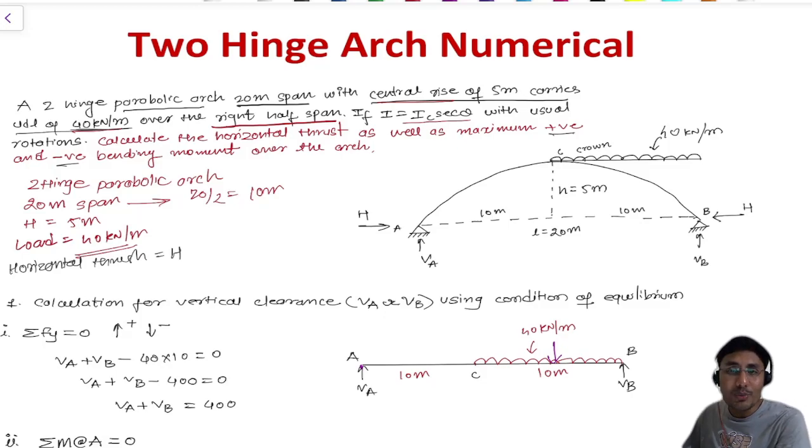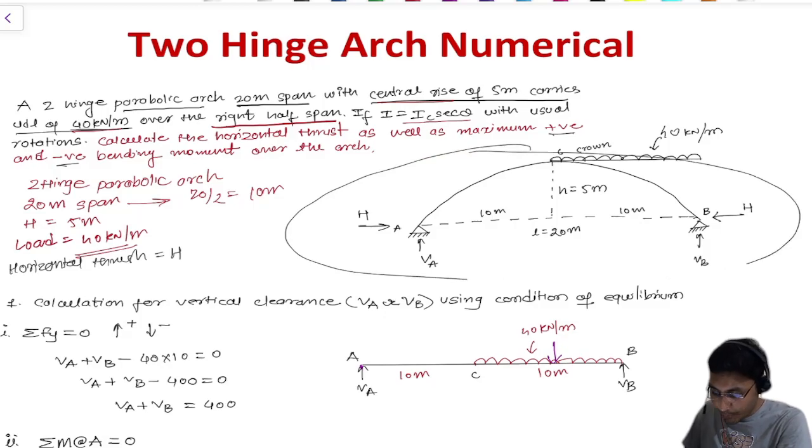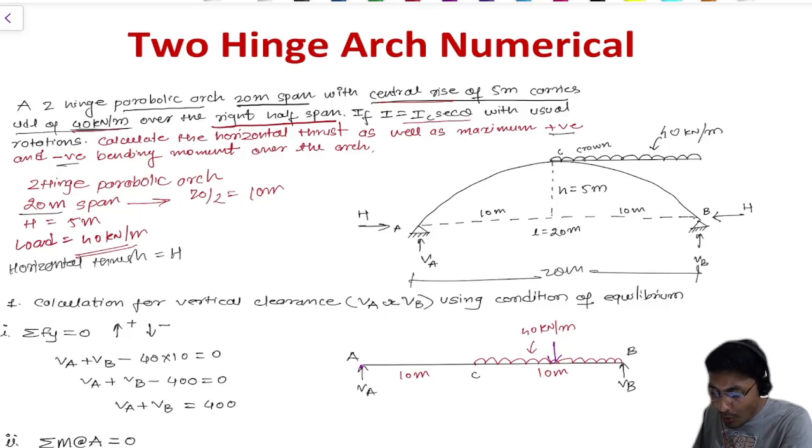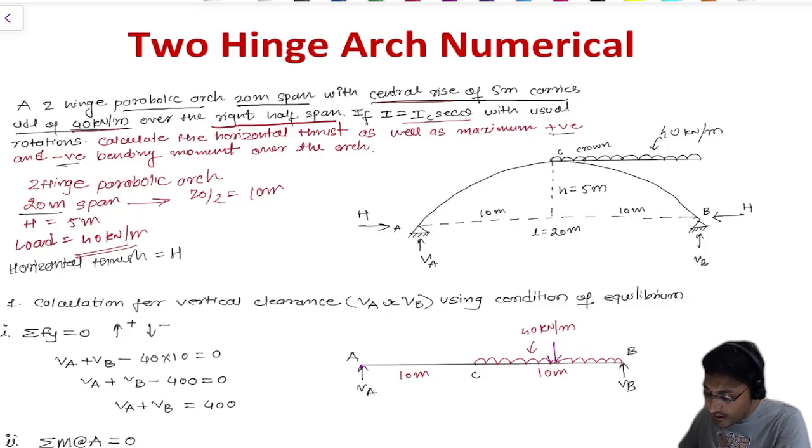We need to understand this numerical, because in your examinations no one provides this sort of diagram. In very few numericals the diagram is available, but in most numericals only the theory is given, so based on the theory you need to draw this type of diagram. So let's understand this diagram. This is point A, this is point B. We know that 20 meters is the span, so we have made this a 20-meter span. After that, we also draw an arch which is like this.